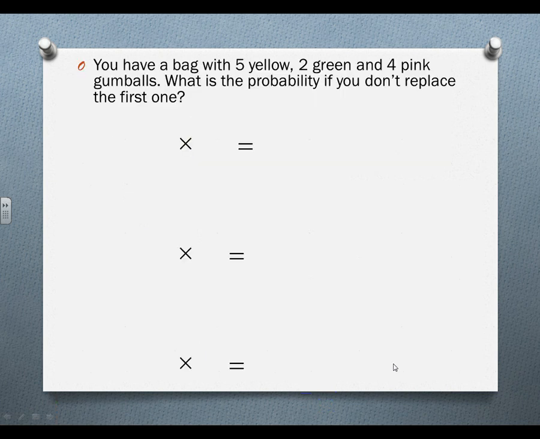Okay? And just a few more. You have a bag with 5 yellow, 2 green, 4 pink gumballs. What's the probability if you don't replace the first one? So we're never replacing. All right. So probability of pink then yellow. I have 4 pink balls out of a total of 4 plus 2 is 6 plus 5 is 11. So 4 out of 11. And then a yellow one, I have 5, but again, I'm not replacing. So the 11 now becomes a 10, so it's 5 out of 10. And when we multiply that, we will end up with 2 out of 11.